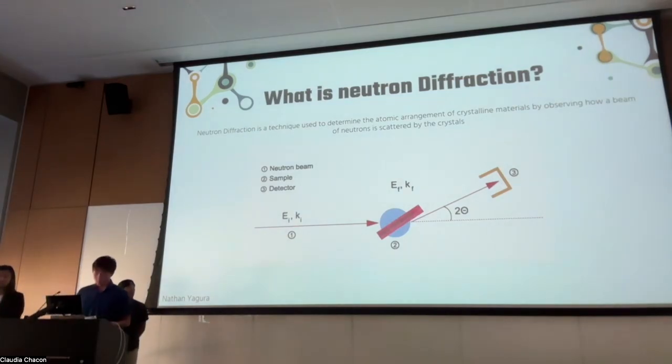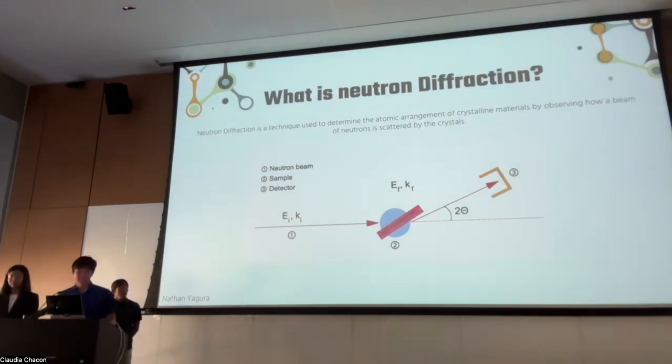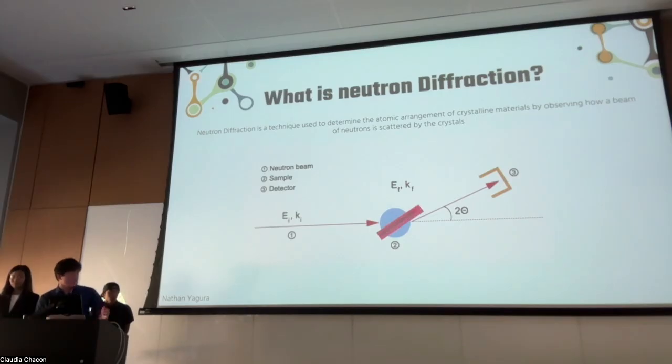Okay, so first we'll be going over what is neutron diffraction. Neutron diffraction is a technique used to determine the atomic arrangement of crystalline materials. In figure 1, a beam of neutrons is directed at a crystal sample. In figure 2, the crystal sample scatters the neutrons because of the atoms inside into different angles, which creates a diffraction pattern. And in figure 3, we have a detector that measures these scattered neutrons and determines the different angles. Scientists can use this diffraction pattern as a fingerprint for the crystal structures.